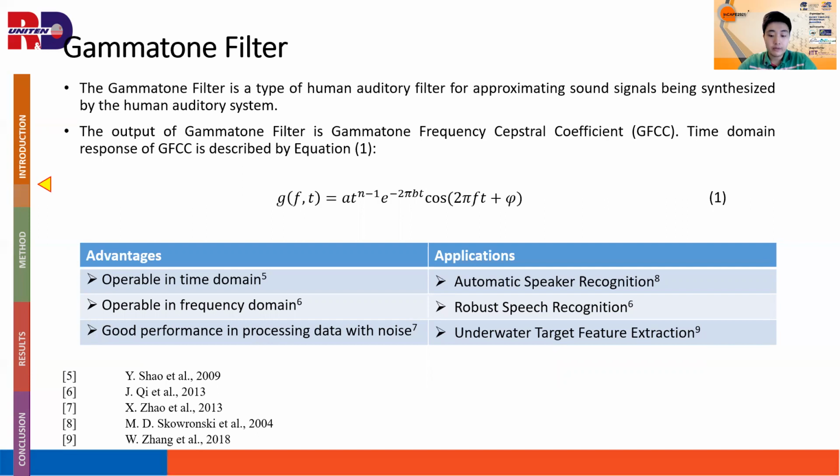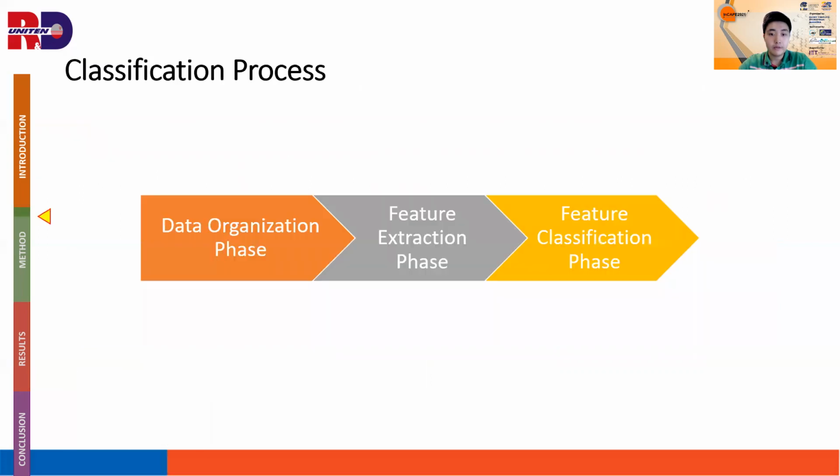Among its advantages include it is operable in time and frequency domain and has good performance in processing data containing noise. It has been applied in various fields of applications, which include automatic speaker recognition, robust speech recognition, and underwater target feature extraction. To implement the Hamilton filter, three phases will be carried out in succession, which are the data organization phase, followed by the feature extraction phase, and lastly the feature classification phase.